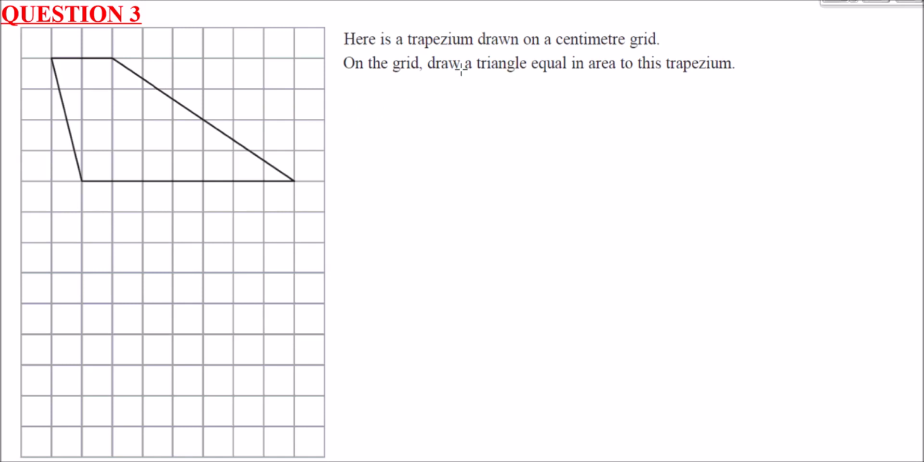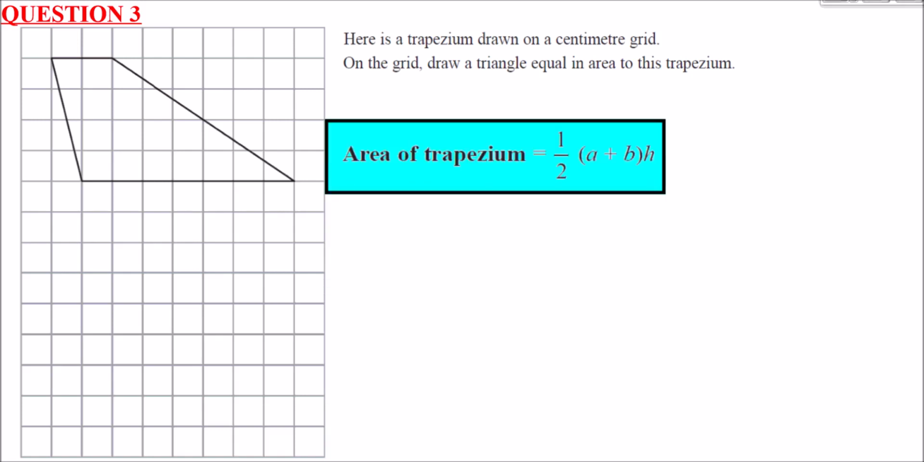Question 3. We have a trapezium drawn on a centimetre grid. On the grid, draw a triangle equal in area to this trapezium. How do you work out the area of a trapezium, I wonder? Well, it's a formula you should know and be familiar with, ideally, and it's this. Area of trapezium is half times a plus b multiplied by the height, where a and b are the 2 parallel sides.